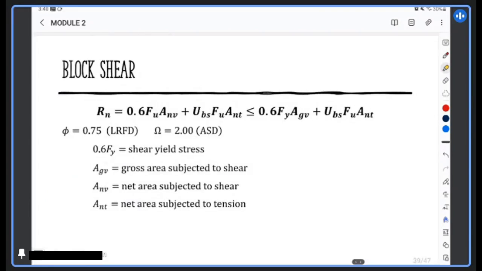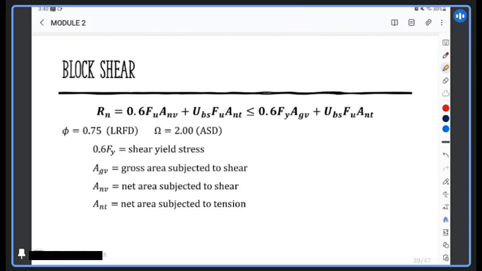Okay. It is a rupture class. That's why the factor of safety and the reduction factor for LRFD and ASD are the same with our limiting state number 2, which is net area rupture. We also use phi to be 0.75 and omega for our factor of safety for ASD as 2.00. Now, what is our formula?